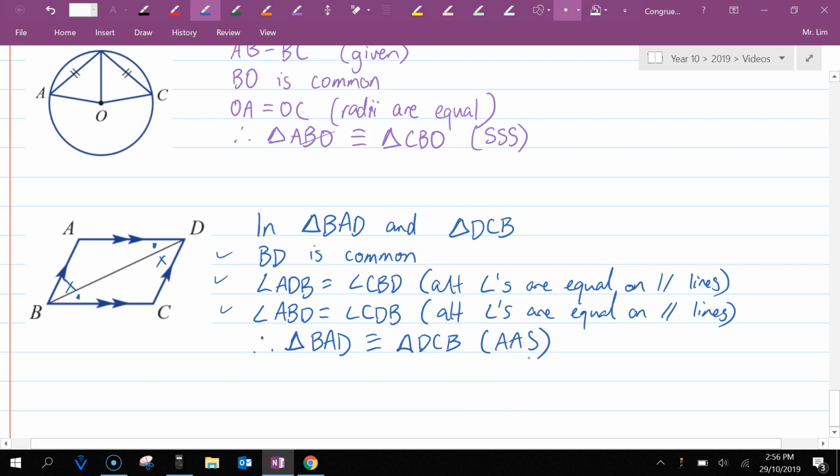So now you should be able to identify whether two triangles are congruent or not, and to be able to formally prove that two triangles are congruent. And that's it for this video.